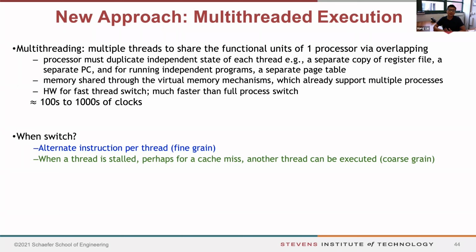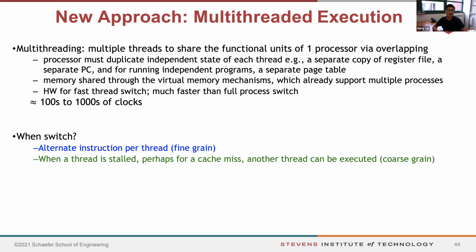The new approach is multi-threaded execution. Multi-threaded execution means multiple threads share the function units of one processor by overlapping. The processor must duplicate independent state of each thread: a separate copy of the register file, a separate PC, and for running independent programs, a separate page table. Memory is shared through the virtual memory mechanisms, which already support multiple processes. There's hardware for faster thread switching, much faster than a full process switch.